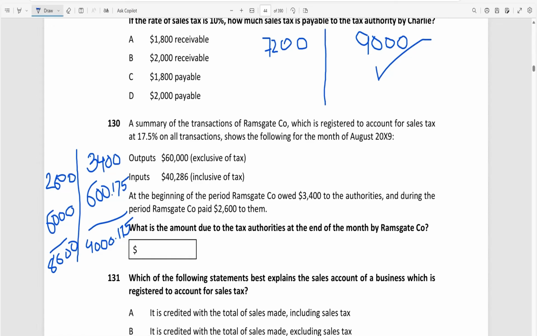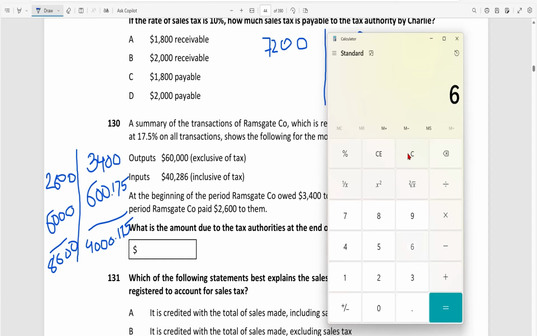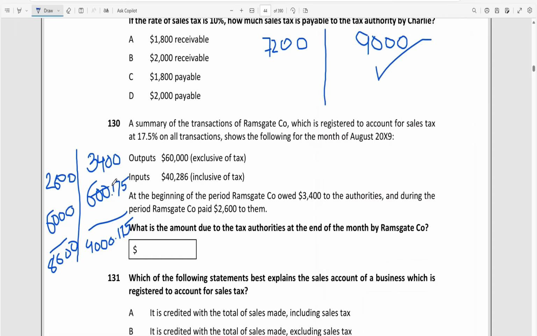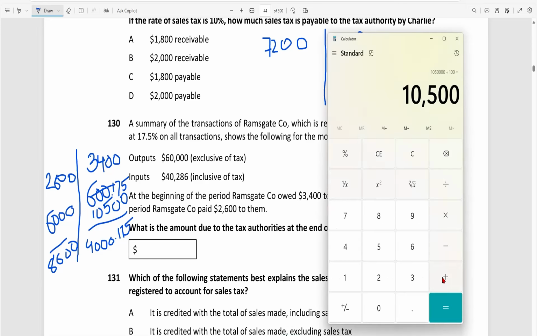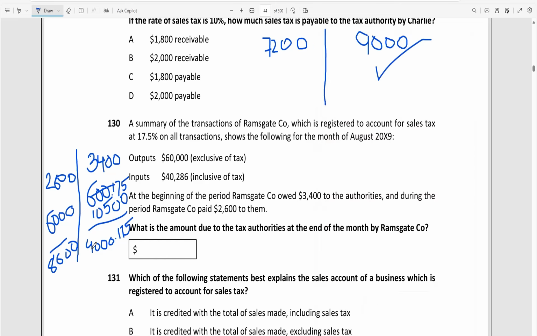Just a second, I think I made some mistake. Let me check the input figure. 60,000 into 17.5 divide by 100. So this will give 10,500. I don't know how I calculated this. So 10,500, right? And adding this to the 3,400, this will give the total figure of 13,900.